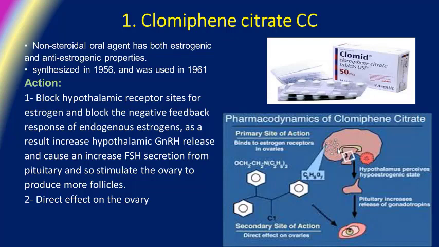So there will be higher gonadotrophin secretion from the pituitary gland, which acts on the ovary and causes folliculogenesis and ovulation. The second action of clomiphene citrate is a direct action on the ovary. A direct stimulatory effect on the ovary itself.